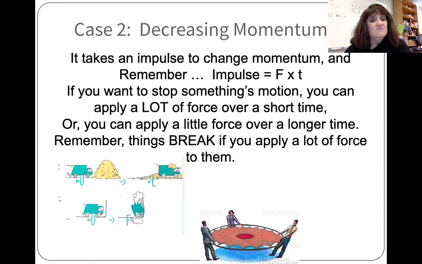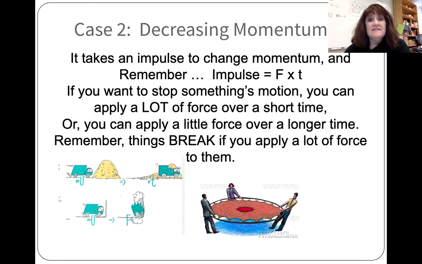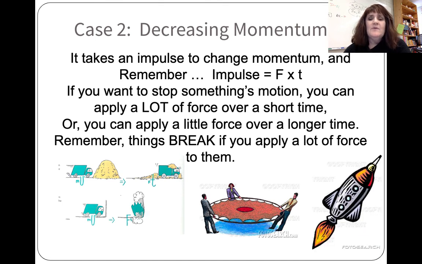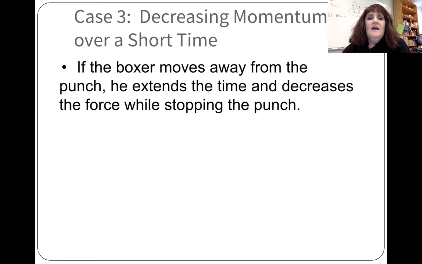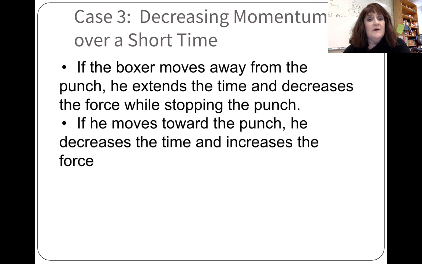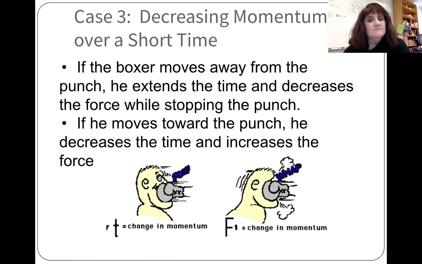Remember the truck? Think of a trampoline, somebody jumping out of a building, right? We want to increase the amount of time before they hit the ground. But a rocket, we want to decrease the amount of time. That increases the force. If a boxer moves away from a punch, he extends the time and decreases the force while stopping the punch. If he moves towards the punch, he decreases the time and increases the force. It's an inverse relationship.